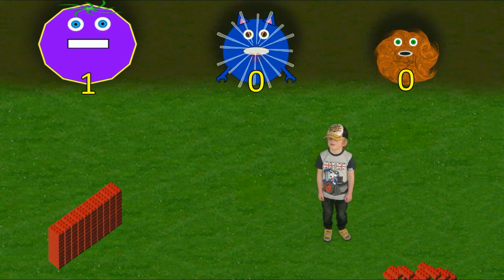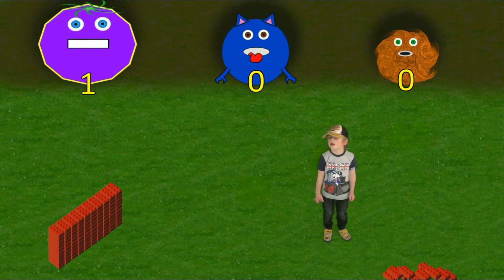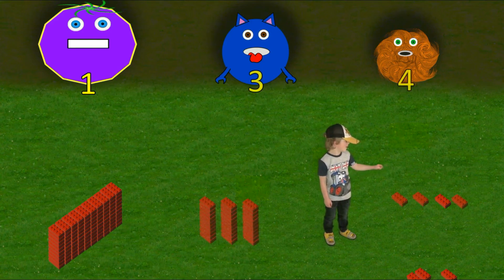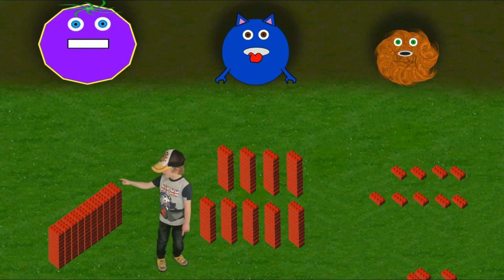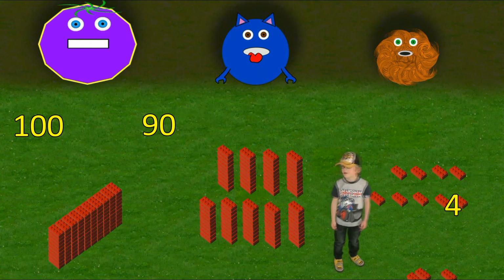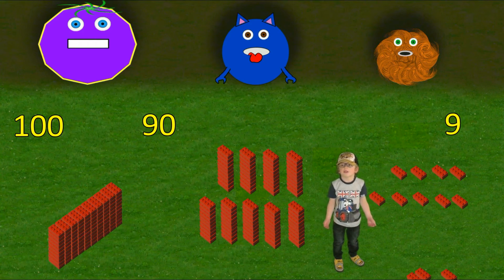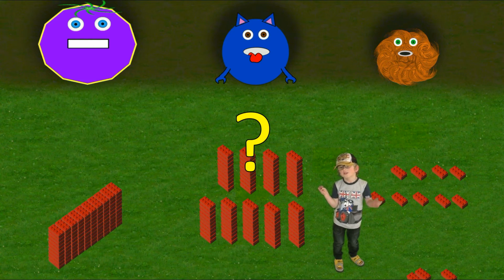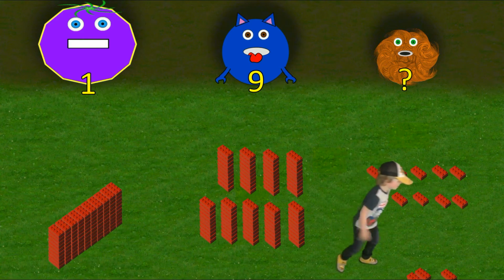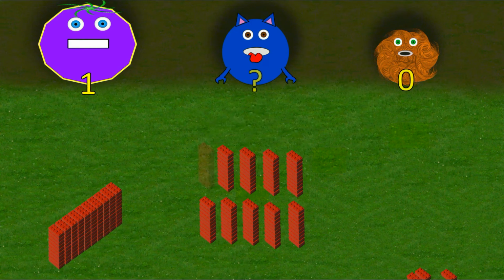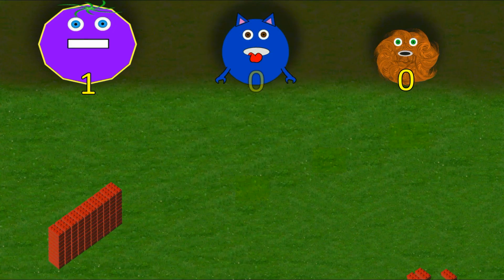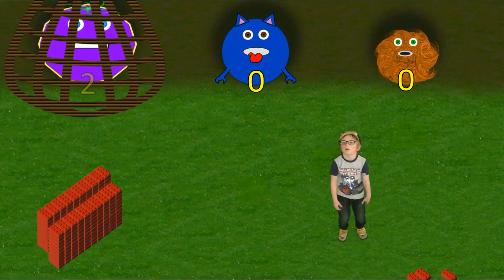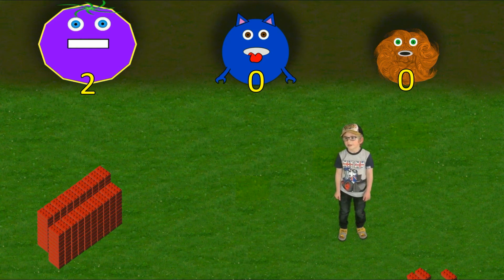That means the other two monsters don't have any. So we can start counting again. 1, 4, 9. The tens monster and ones monster both have 9 again. We have 100 and 99. Can you guess what we need to do next? Watch and see if you were right. Yeah, we have 200. Let's keep going.